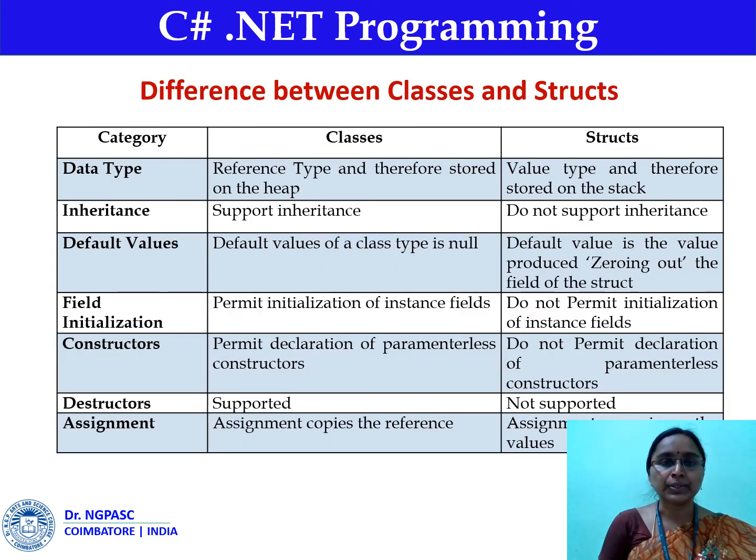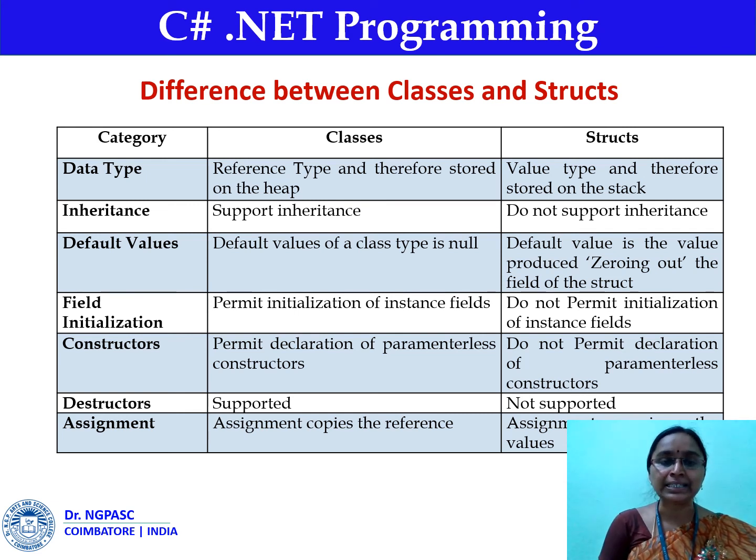So now we consider the difference between classes and structures. The main differences relate to data type, inheritance, default values, field initialization, constructor, destructor and assignment. So like that we will consider them. The first category is the data type. The main difference between class and structure regarding data type is that the class is basically a reference type, therefore it is stored on the heap. The structure is basically a value type, therefore it is stored on the stack.